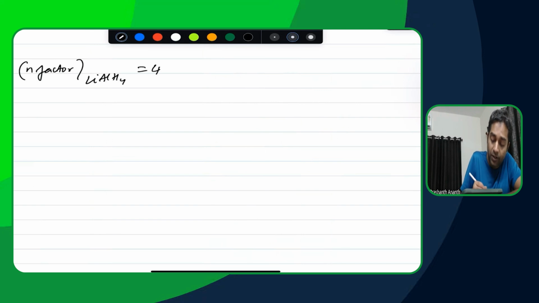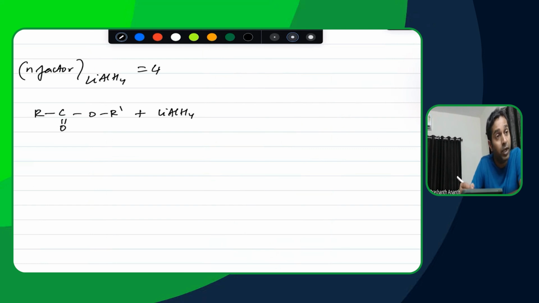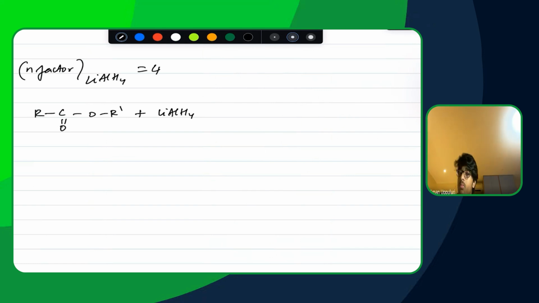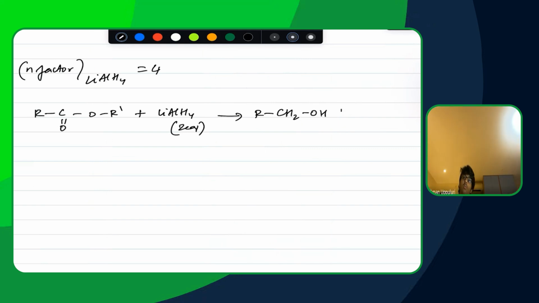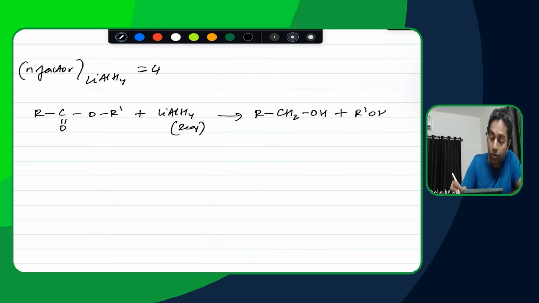So if I'm going to be having, say, ester plus LiAlH4, technically speaking, when you're writing the equation, you have to put it as one equivalent. All right. So 2 equivalents, now we will end up having the product obtained as RCH2OH plus R dash OH. And how many moles will we have, balancing wise? 1 mole of ester requires 2 equivalents of H minus.